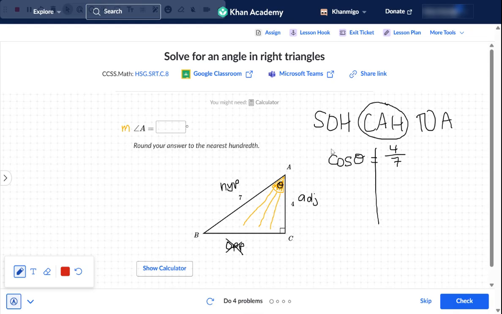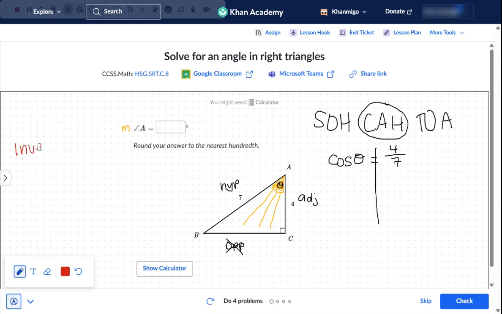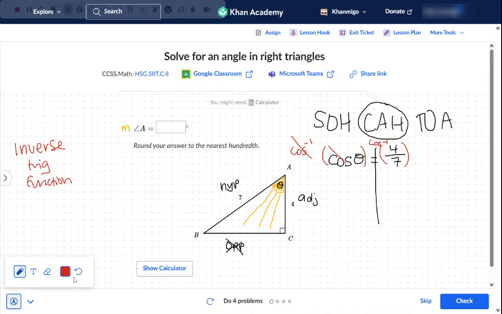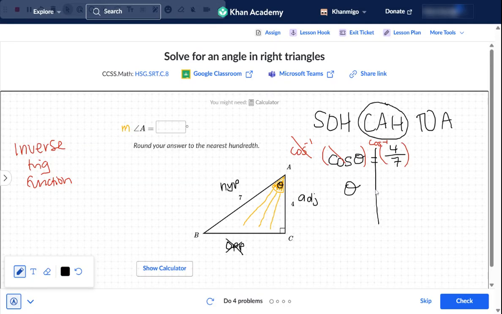The opposite of a trig function is called the inverse trig function. So we're going to take the inverse of cosine and apply that to both sides of the equation. The inverse of cosine cancels out with cosine, which is what we wanted, leaving us with theta, our unknown, now equal to the inverse cosine of 4/7.